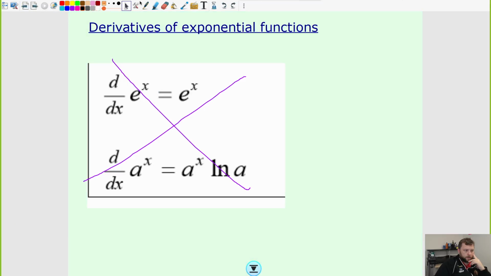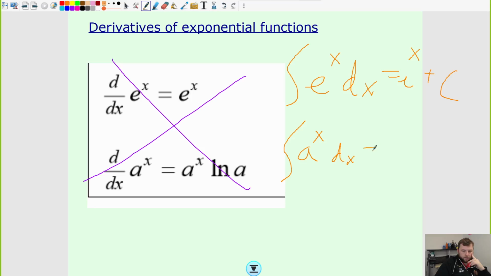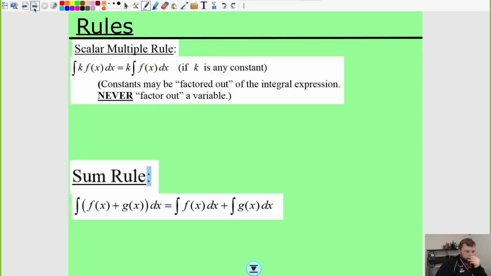Other things I glossed over that are in this unit. You know how the derivative of e to the x is e to the x? The antiderivative, integral of e to the x, is e to the x plus c. What if you had bases other than e? I don't think it's in Khan Academy. Integral of a to the x, but who cares? We're going to do it right now. It's a to the x, and you know how it was times ln of a when you derived it? It'll be divided by ln of a. There you go. Did I miss anything? Scalar rules, sum rules, you don't need these.